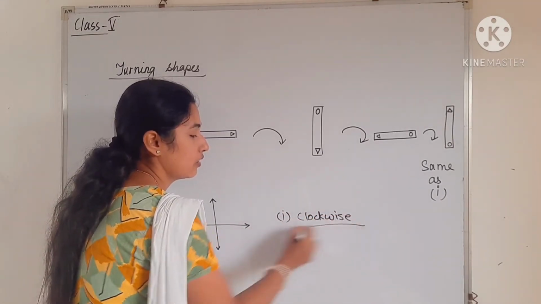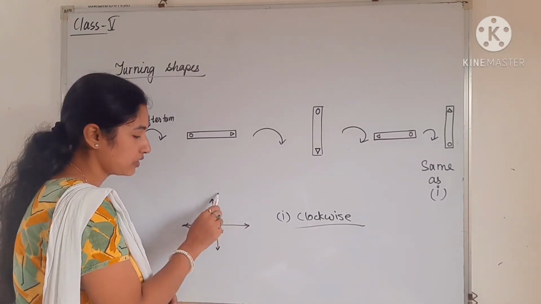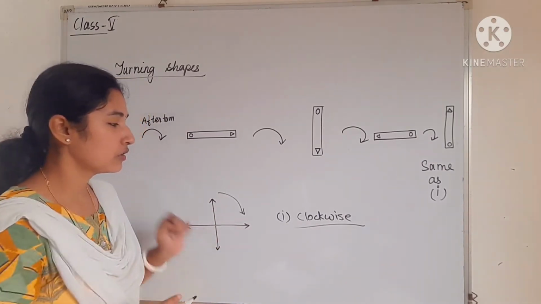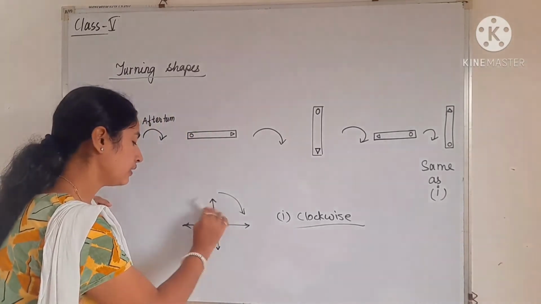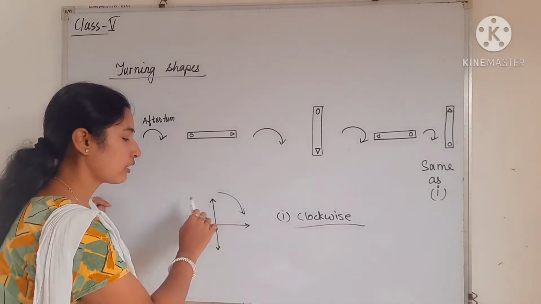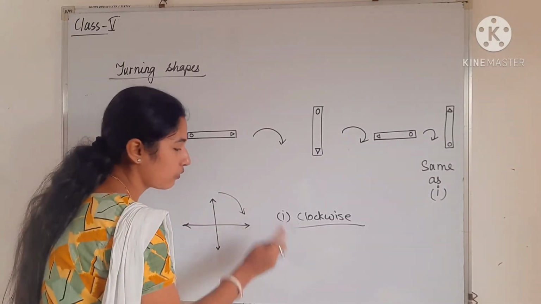Clockwise means how the clock runs. You can see like this, the clock runs from this to this position. So you have to remember this. You have to go clockwise. You cannot go in this direction. You have to go in this direction only. So that will be the clockwise direction.